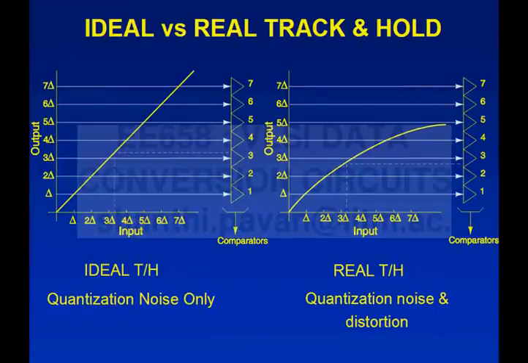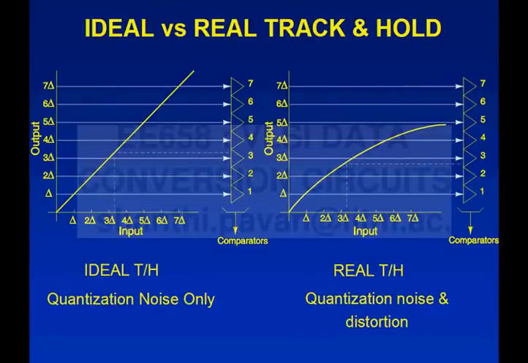So the input versus output is no longer linear. For the same input, for example, if the input was 3.2 delta or whatever, which was there in this picture, then the first three comparators don't fire because the input output characteristic of the track and hold is like this. If the input was this, the output in this particular example happens to be smaller than 3 delta. So only the first two comparators fire.